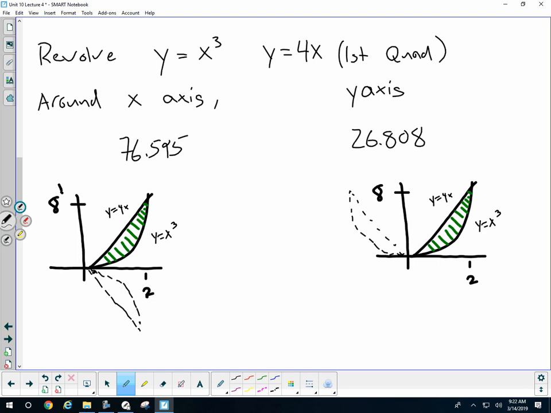Inner cylinders. Let's look at our inner cylinders. You got the outer cylinders: 4x minus 0. Okay. Inner cylinders. Here is the radius. Here's the radius. x cubed minus just x cubed. Yep, minus 0.